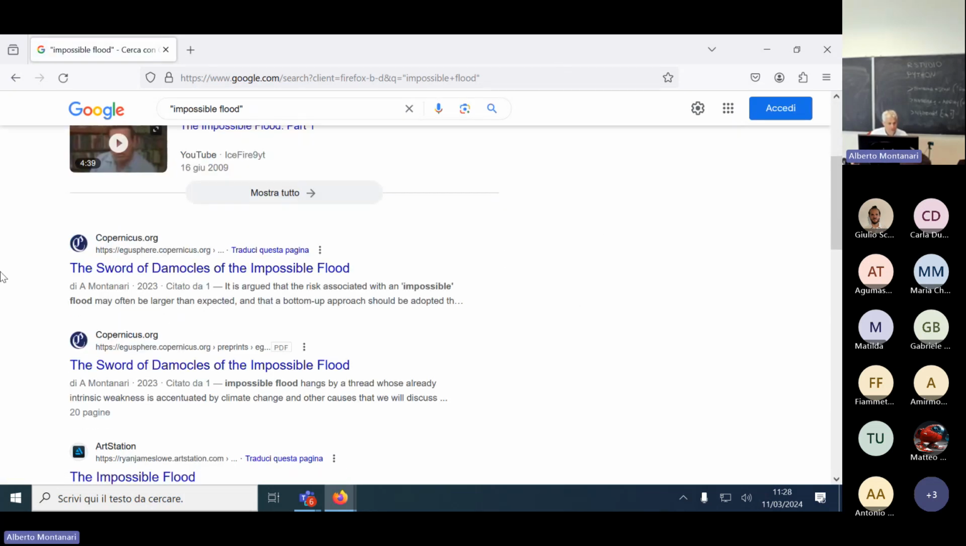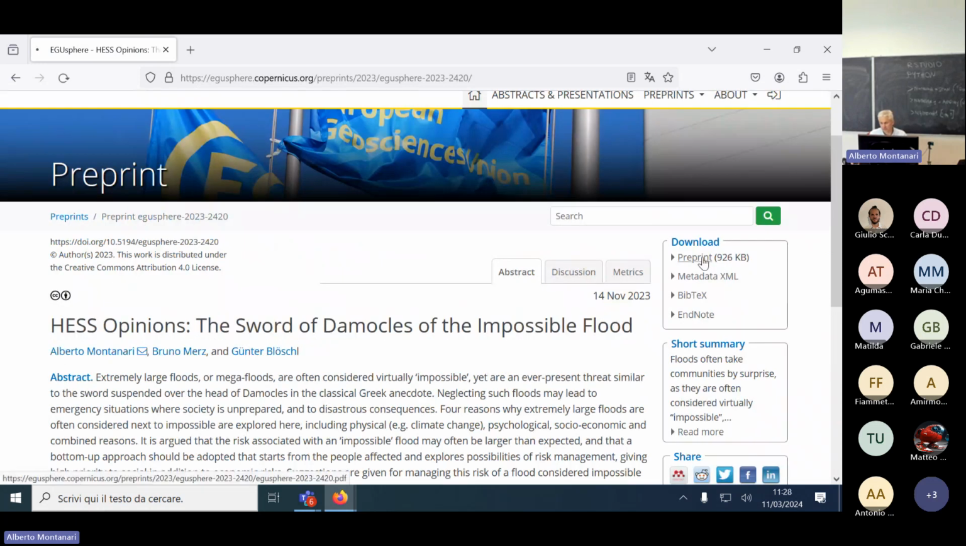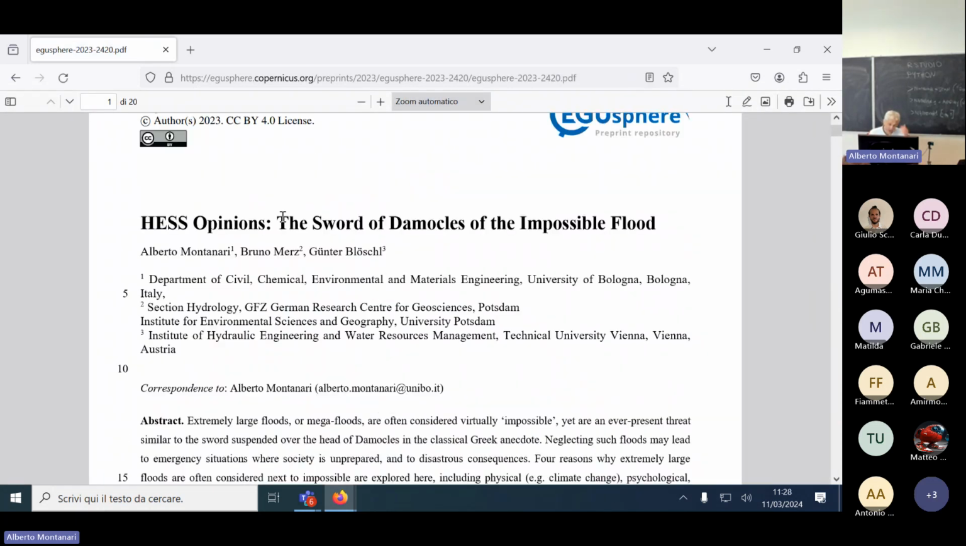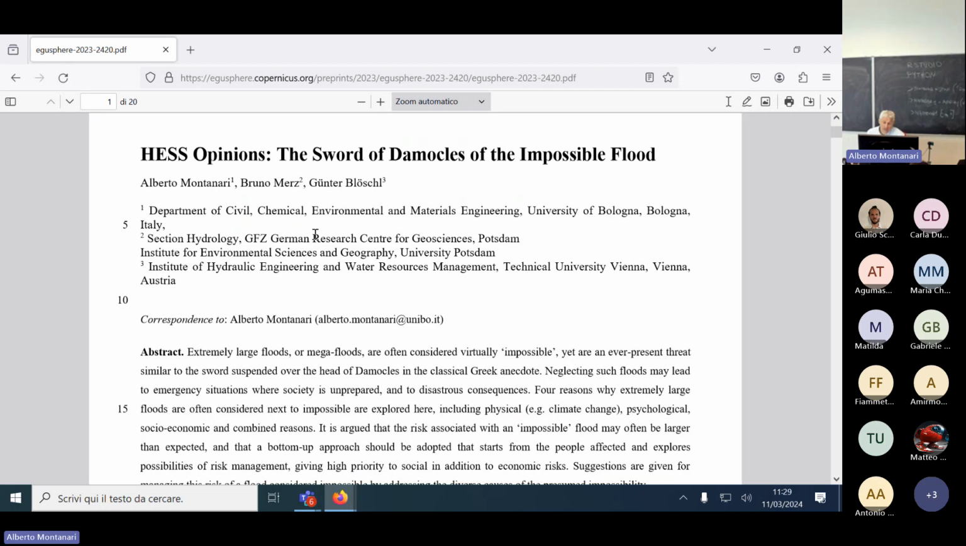Yeah, the sword of Damocles of the impossible flood. This is a paper that is under review, and you can read it, it is an easy reading. If you are interested in risk estimation, you can read it here. It's a preprint, it's under review. And if you are interested, there is also the review online with our response to the reviewers.